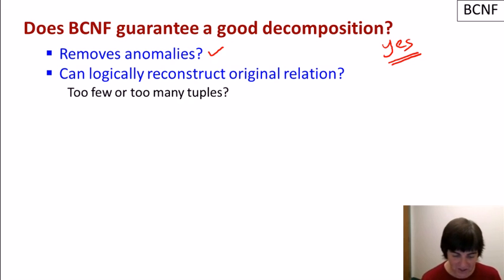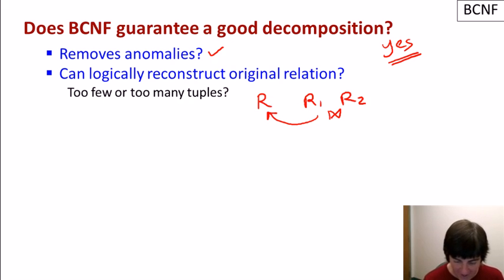It's a little less obvious seeing why BCNF decomposition allows us to have a breakdown of a relation that logically reconstructs the original relation. So let's look at that a little bit more. We're taking a relation R, we're producing R1 and R2, and we want to guarantee that when we join R1 and R2, we get R back. We don't get too few tuples and we don't get too many tuples. Too few is pretty easy to see. If we break R into R1 and R2 and they're projections of R, then when we join them back, certainly all the data is still present.